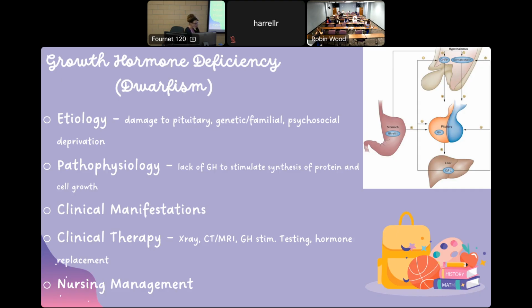We can also see seizures, mostly from hypoglycemia, just because that's one of the big jobs of growth hormone. It interacts with insulin-like growth factors and makes sure that we have enough mobilized glucose for our cells to do the things that they need to do. So we can see hypoglycemic seizures, hyponatremia, especially in light of pituitary damage.